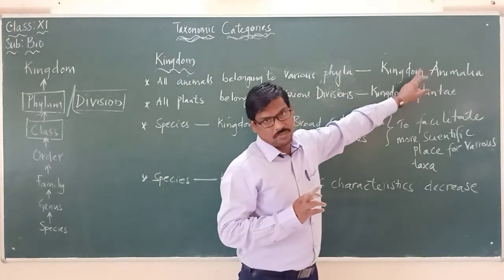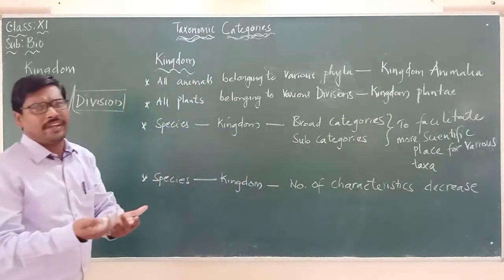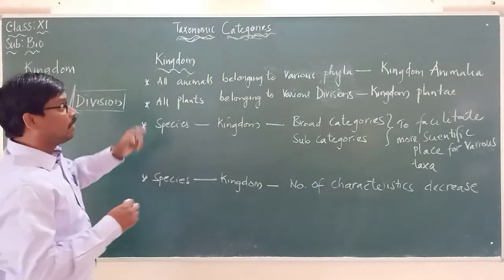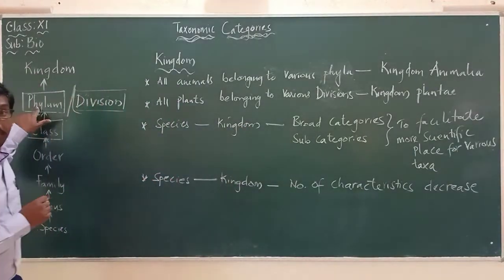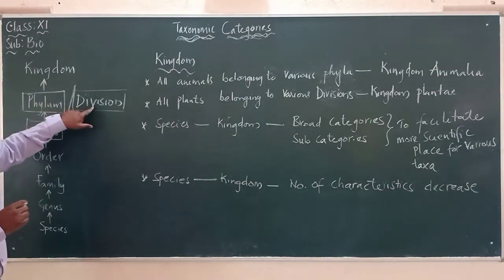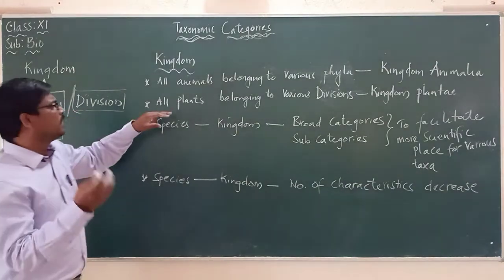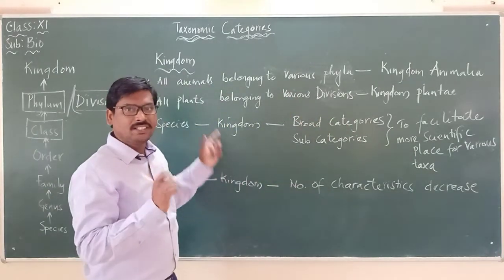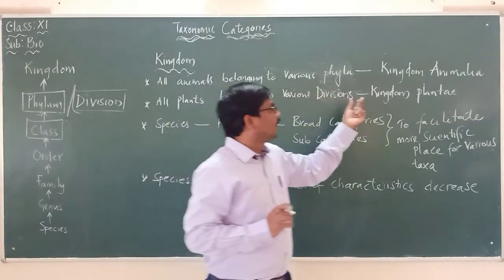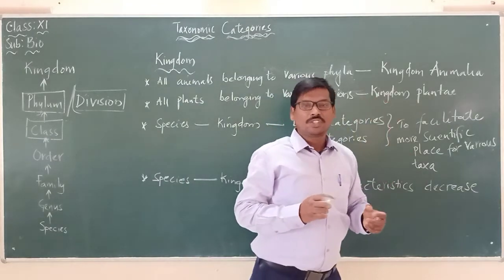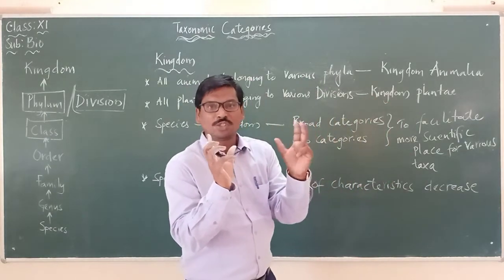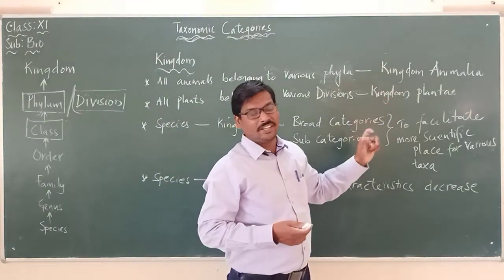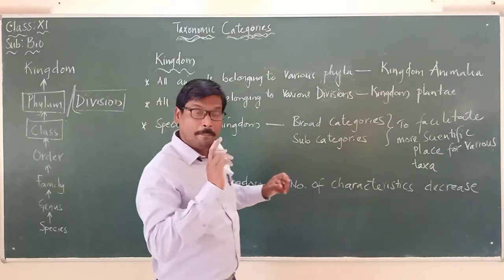In the same way, for plants, we said we will not use the word phylum but division. So all plants belonging to various divisions come under kingdom Plantae. Hence there are two groups which we have now broadly classified: kingdom Animalia and kingdom Plantae.